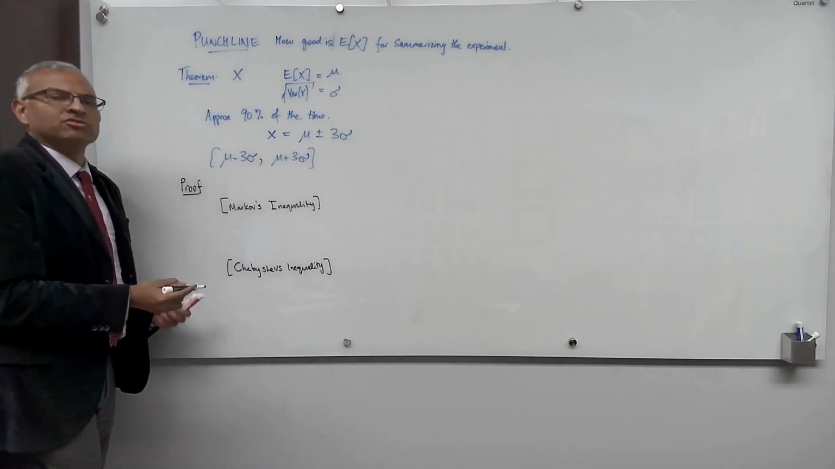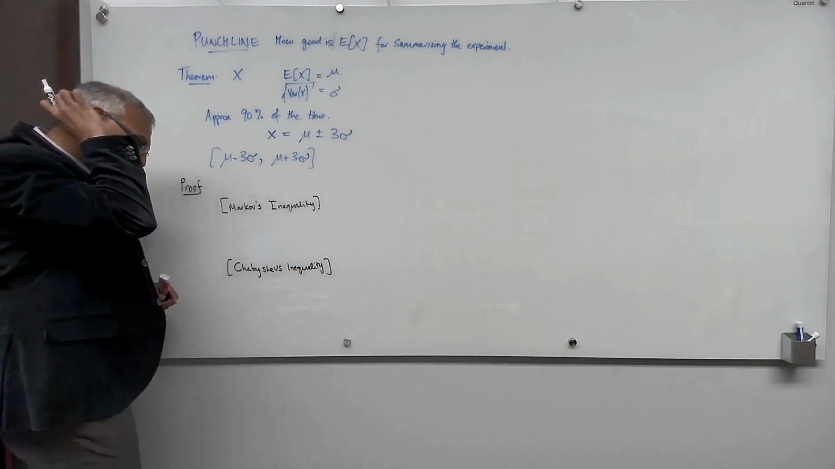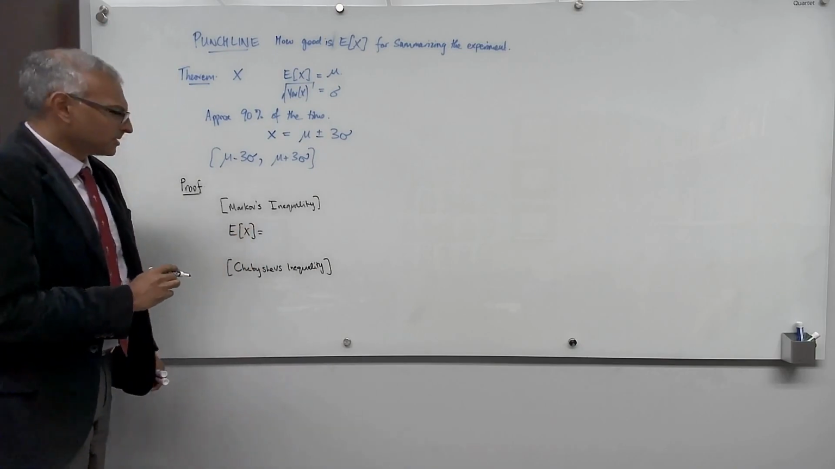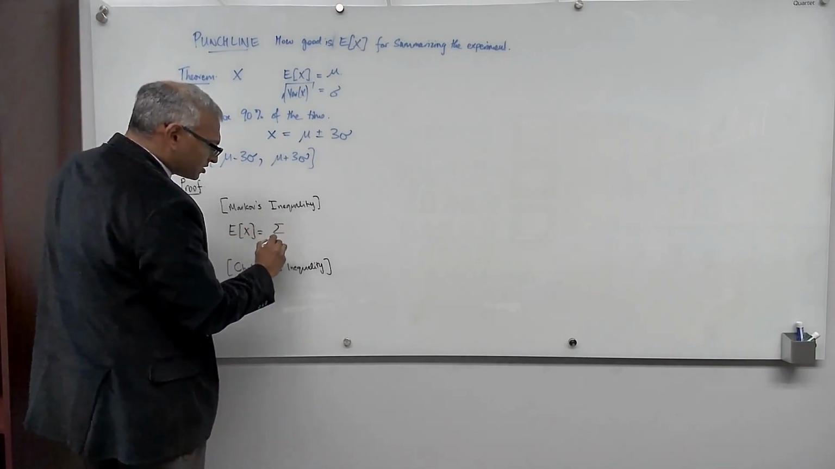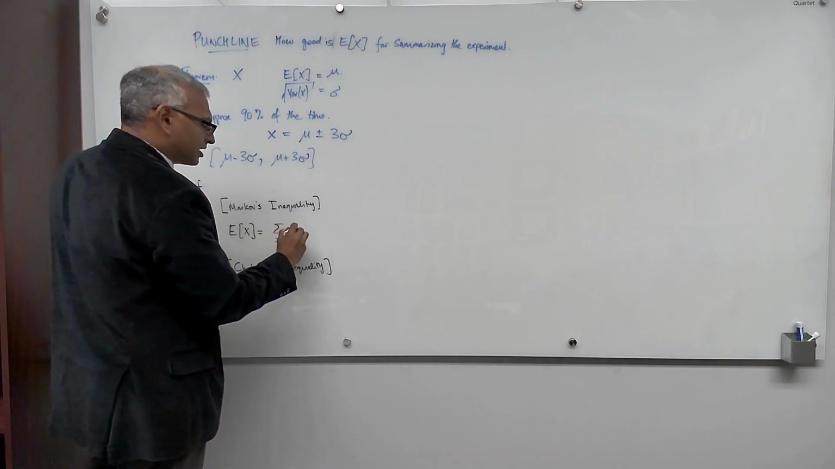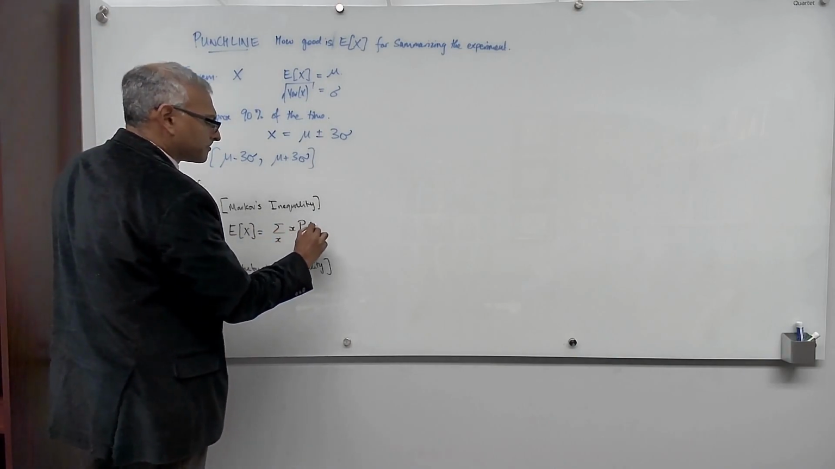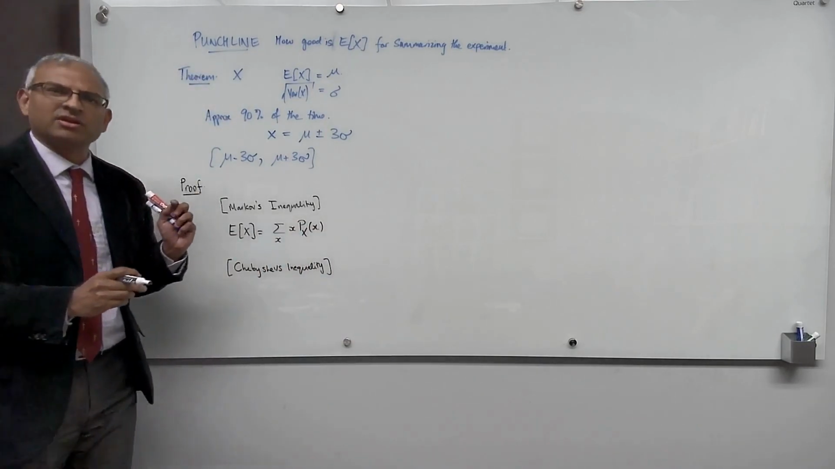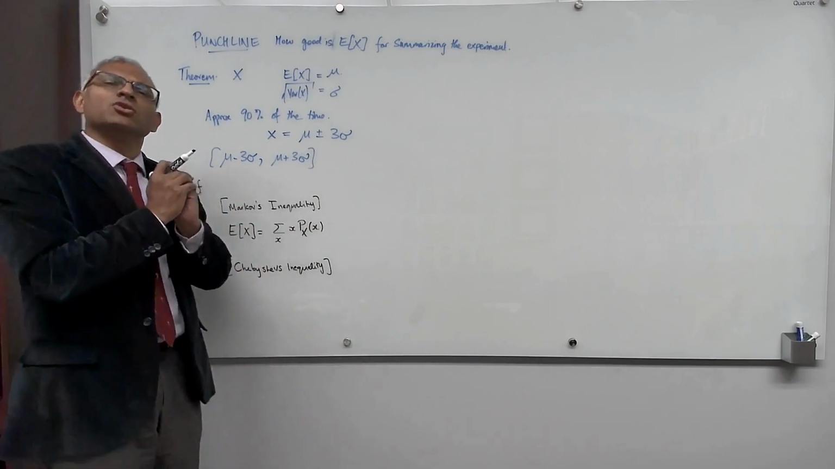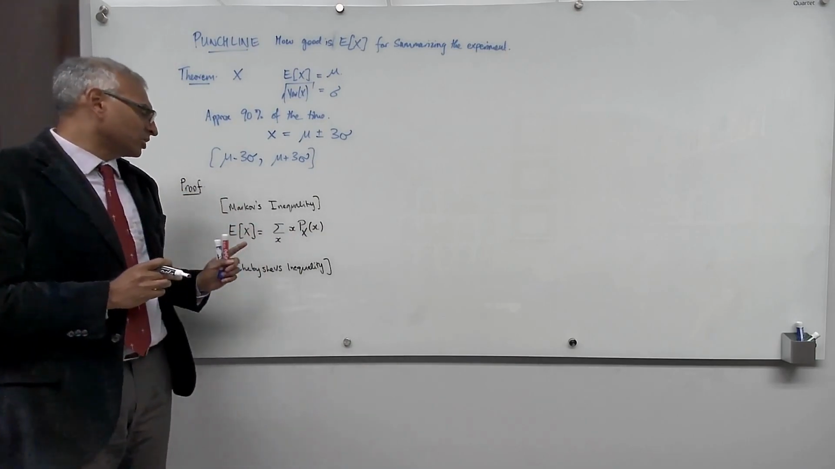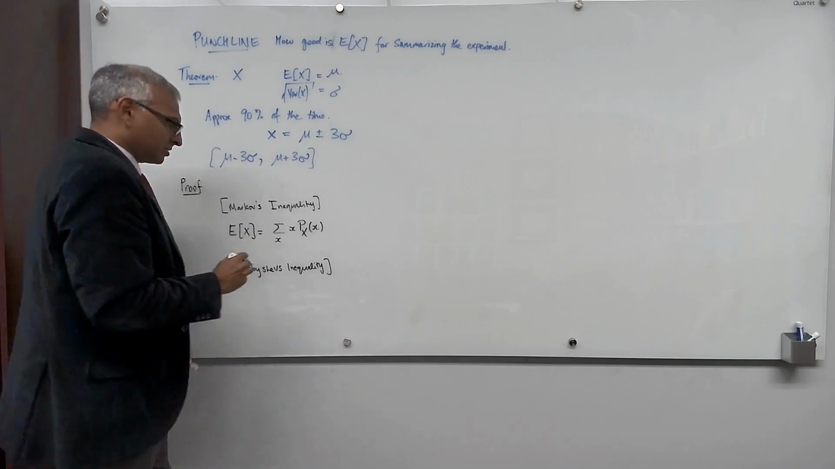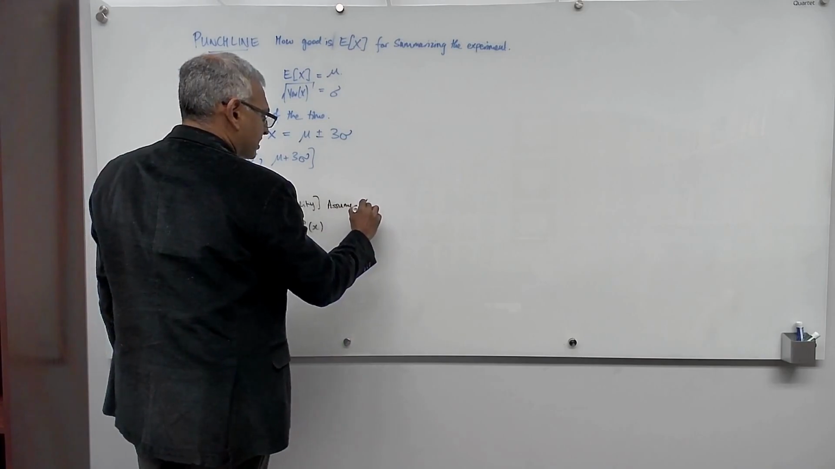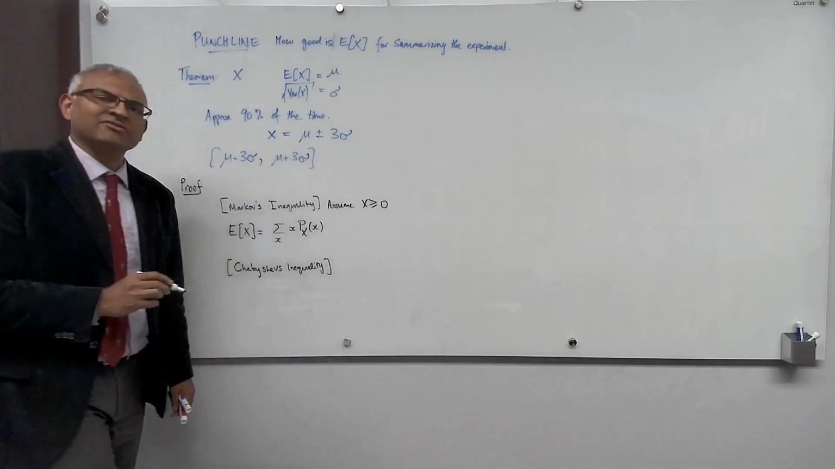Okay, so let's just derive both of these inequalities. Let's look at the expected value of my random variable x. What is it? It's equal to the sum over the possible values of the value times the probability. Now, let us suppose that the possible values are all non-negative, so there are no negative possible values. We call this a positive random variable. So assume x is greater or equal to 0, so it can never be a negative value.